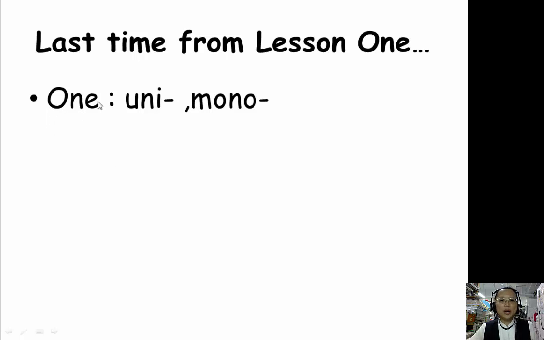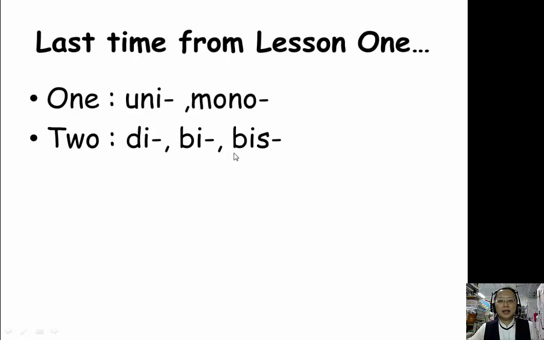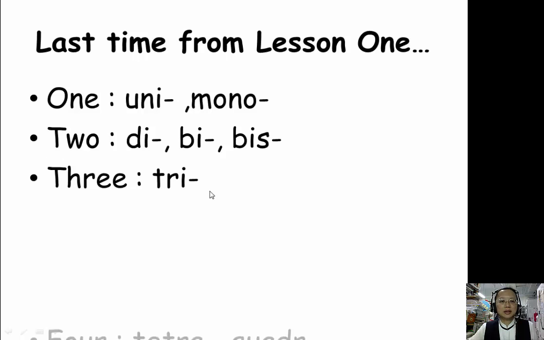The prefix for 1 is uni, U-N-I, and mono, M-O-N-O. For 2, it's di, D-I, bi, B-I, and bis, B-I-S. The prefix for 3 is tri, T-R-I.